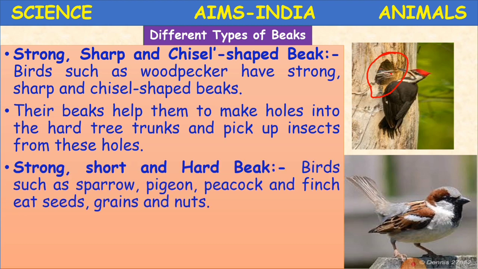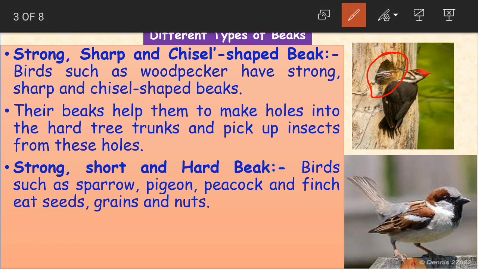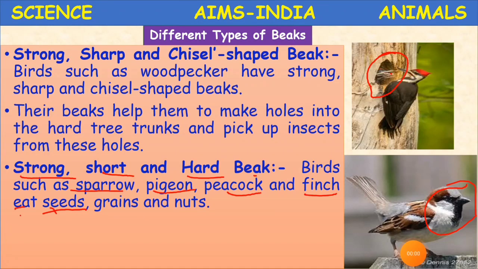Okay, and now strong, short and hard beak. Birds such as sparrow, pigeon, peacock and finch eat seeds, grains and nuts. So what type of birds have this strong, short and hard beak, children? As you can see here, like the sparrow. This is a sparrow. And birds such as sparrow, pigeon, peacock and finch, what do they eat? Seeds, grains. So children, you might have seen sparrows around us, no?